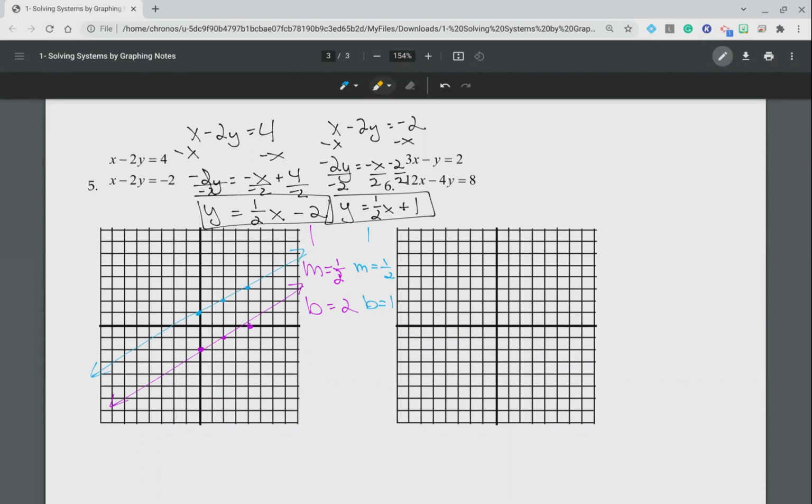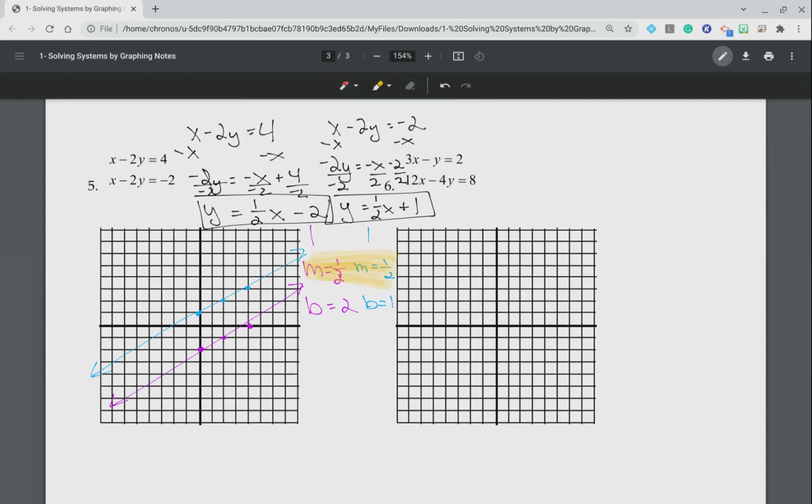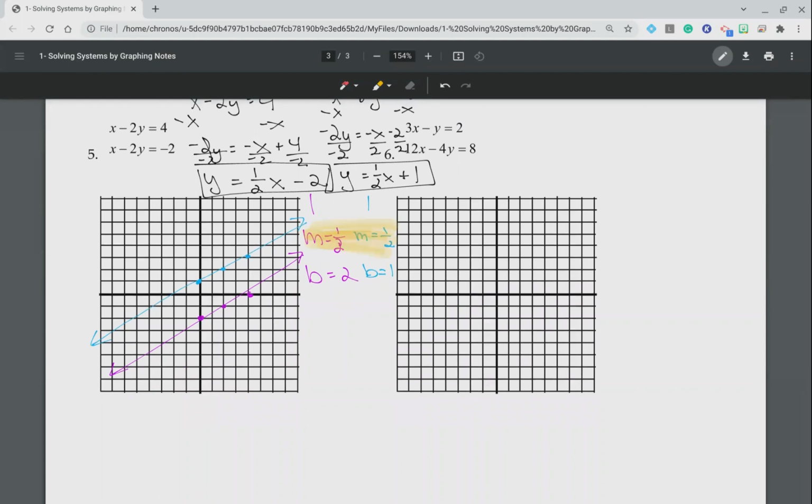Now, notice both of my equations had the same slope. And remember, when two lines have the same slope, that means they are parallel. So it shouldn't be shocking that these two lines did not intersect. So since there is no intersection, the answer to this one is no solution.